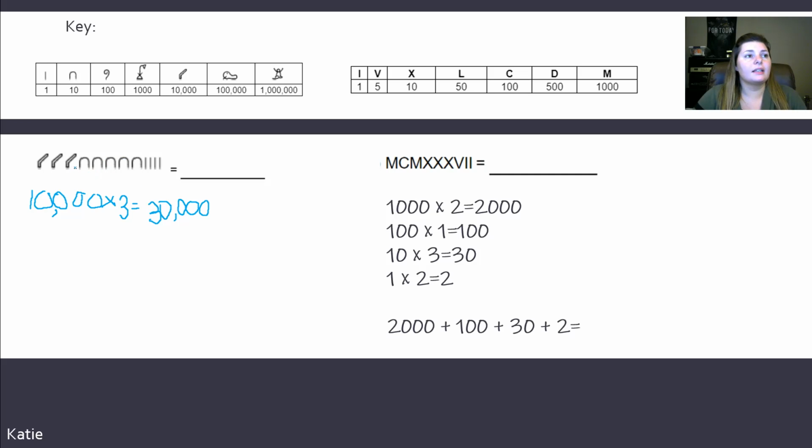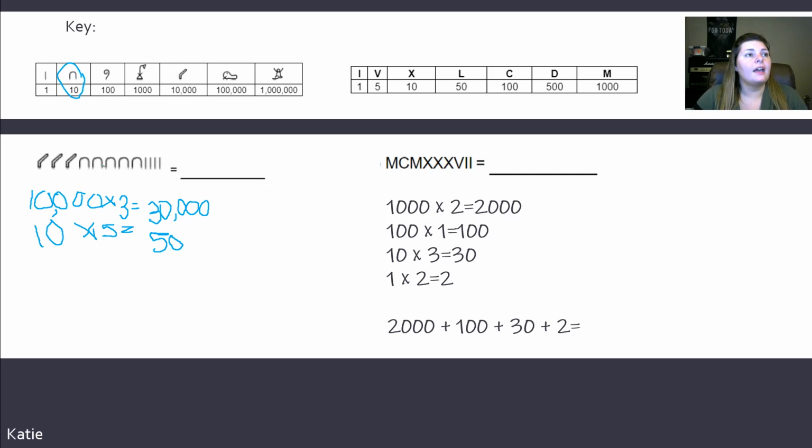So what does this symbol here equal? What is the value of this symbol right here? Looking at our key, it's this one. So it equals 10. Using the same thing that we did for the last one, let's put 10 times 1, 2, 3, 4, 5. So 10 times 5 equals 50.